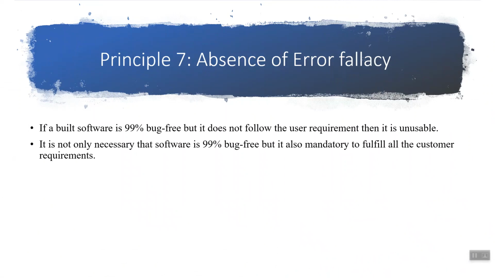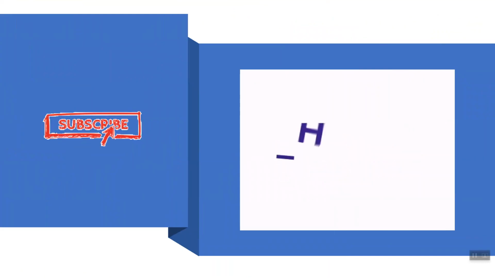Seventh principle, which is the last principle of software testing, is absence of error policy. If a built software is 99% bug free, but it does not follow the user requirements, then it is unusable. It is not only necessary that software is 99% bug free, but it is also mandatory to fulfill all the customer requirements. So these are the 7 different principles of software testing.